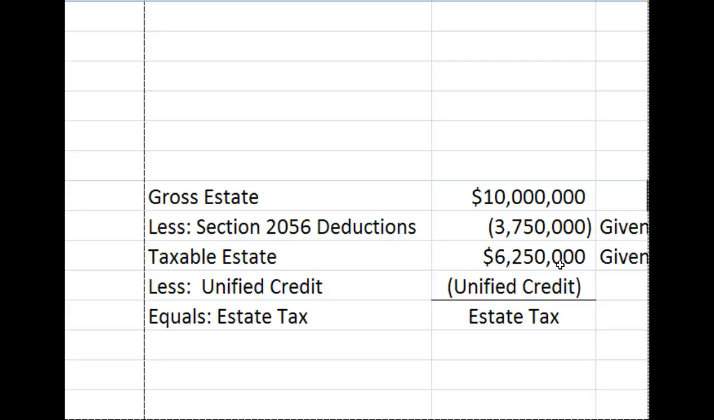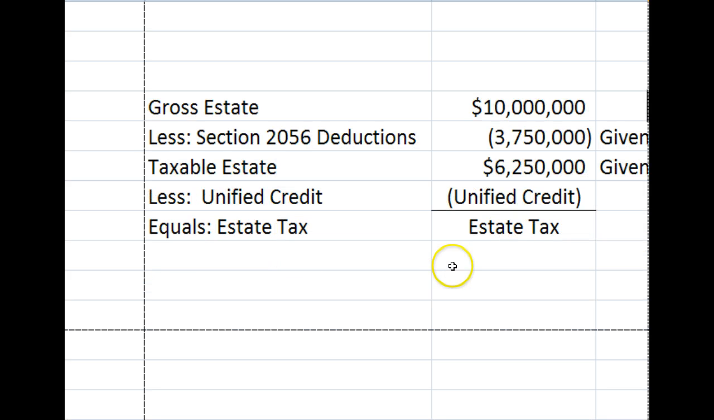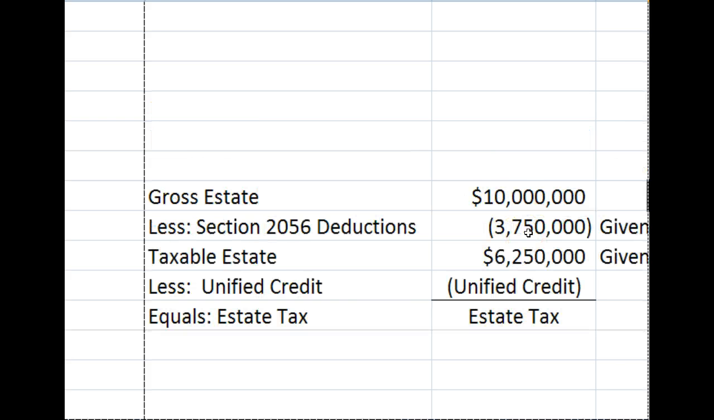And then when it's all said and done, you have your taxable estate of $6,250,000. And in a simple calculation, you're going to subtract the unified credit, and then you arrive at your estate tax. It's as simple as that. Well, maybe not so simple, but that's it for the summary of the concept behind arriving at the taxable estate.